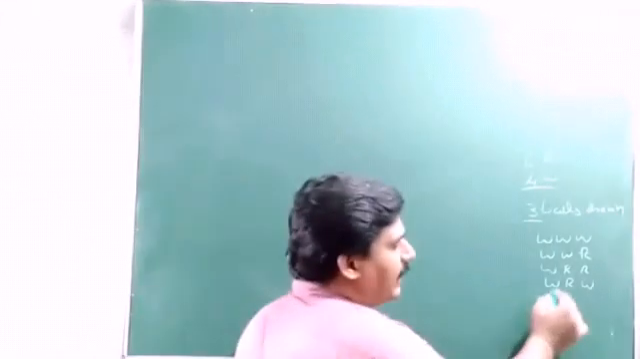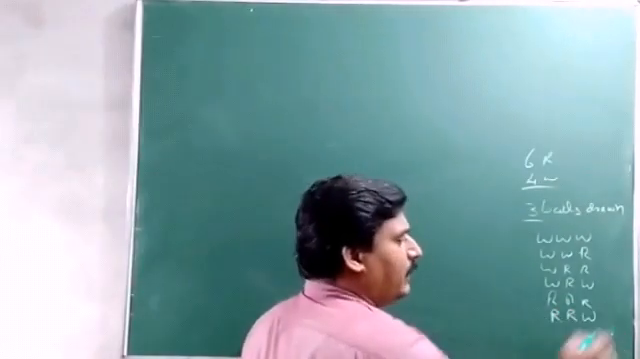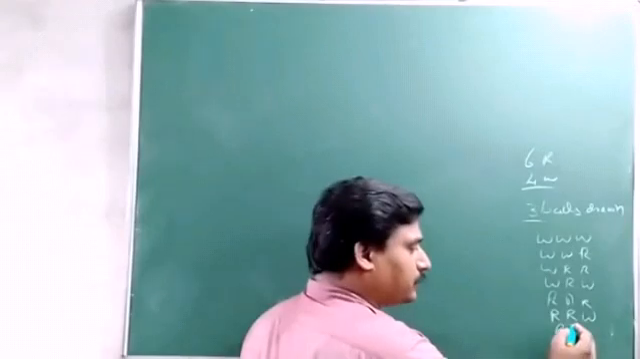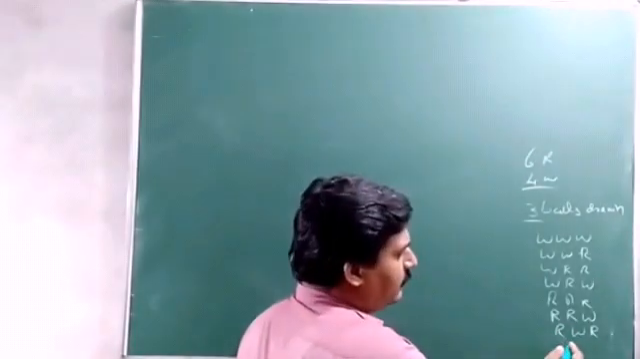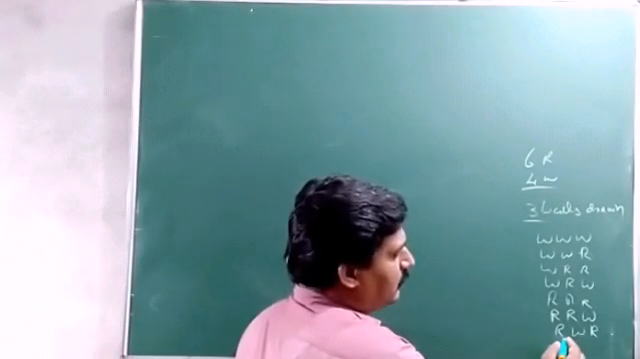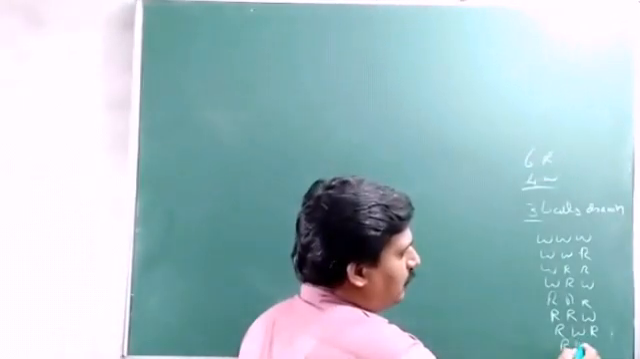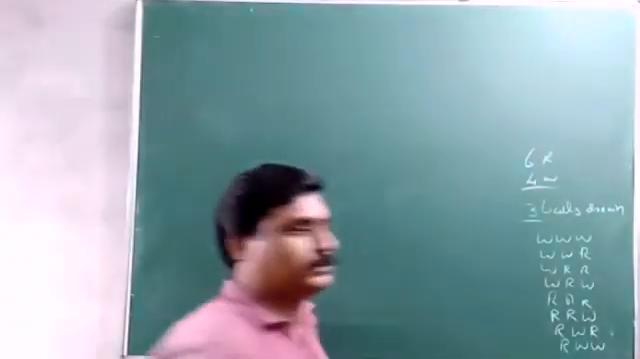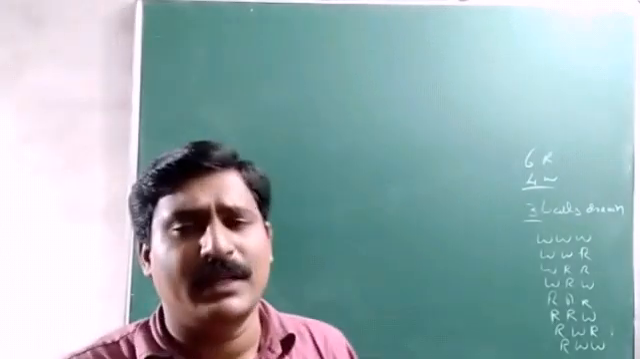So all red ball, red and white ball, red, white and red ball, and here next we get another one: red, white and white. So these are the combinations in these ways we can get.